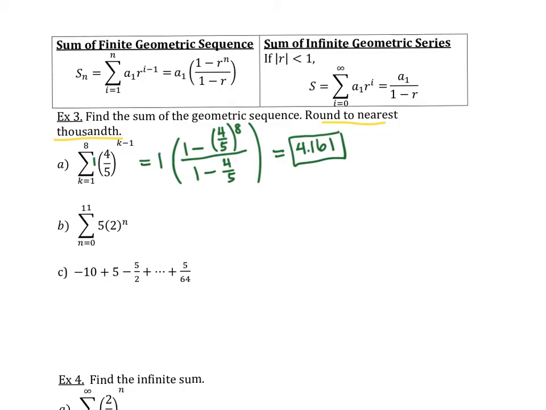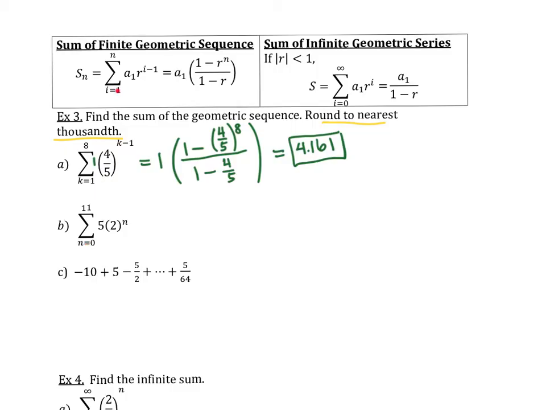Okay, we're going to try B. B is very similar, but the formatting of it doesn't quite match what I want it to match, so I'm going to have to make adjustments in order to make it work. For B, I want to find the sum from 0 to 11 of 5 times 2 to the n. I know it's geometric because it's something times r to the, well, normally it's n minus 1, but this is n.